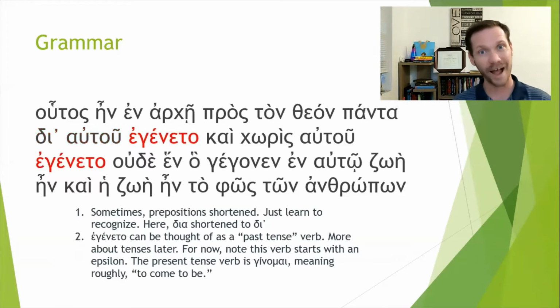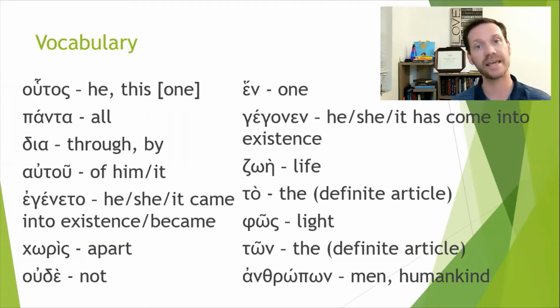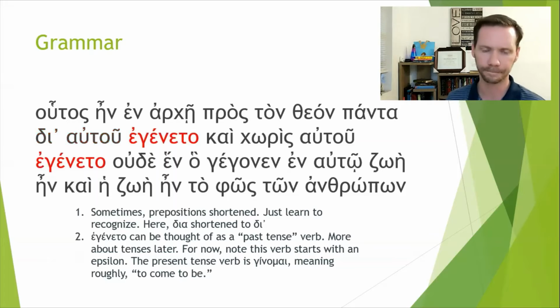Second of all, now we get to start getting into verbs. This verb is egeneto. And if you look back to your vocabulary, egeneto means basically he, she, or it came into existence or came into being. I want you for now to think about this verb as a past tense verb. That's not actually correct, and we'll add to that later on. But for the time being, it's called an aorist. We'll see that on the next page. You can think of this as a past tense verb.